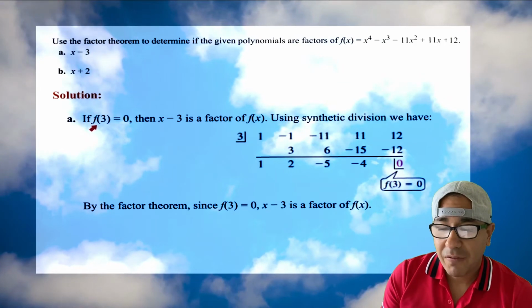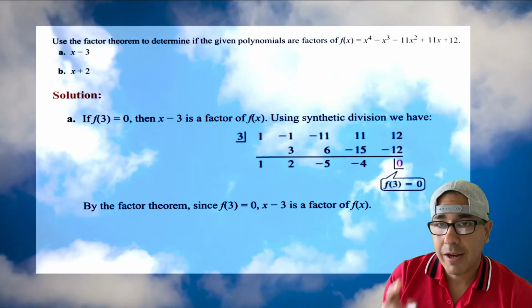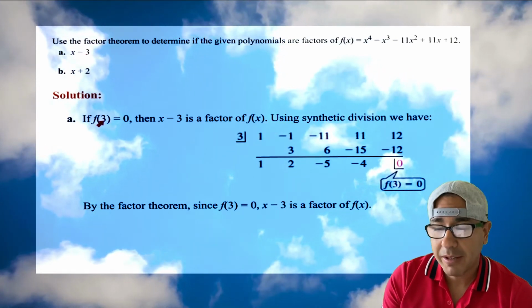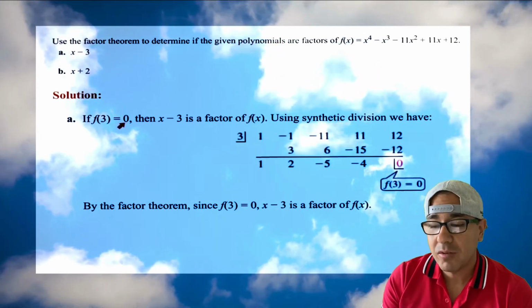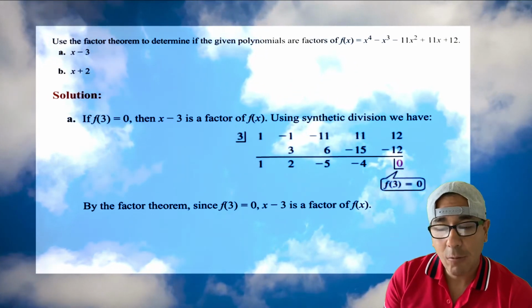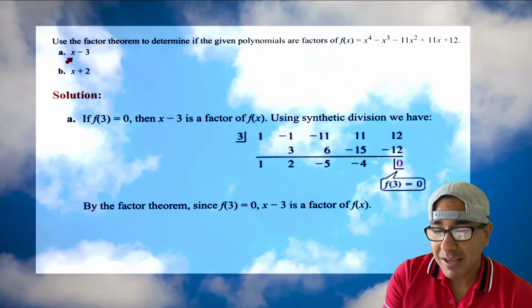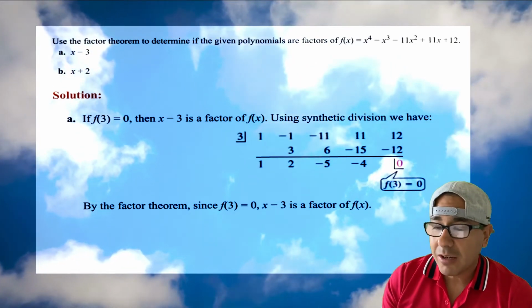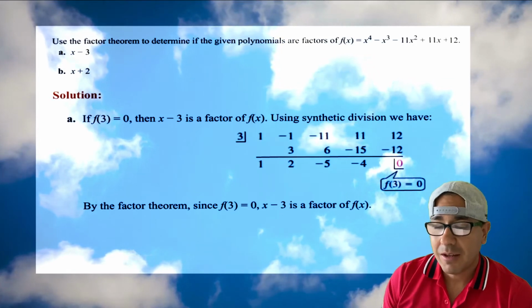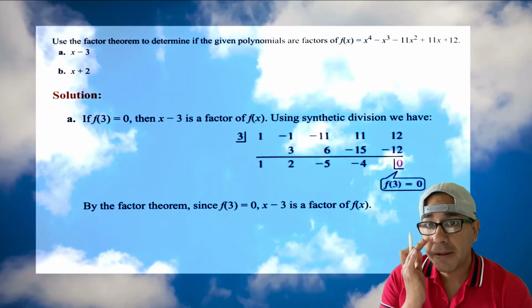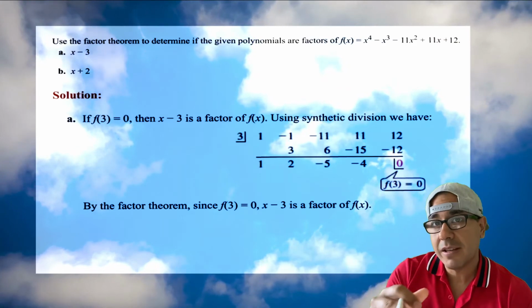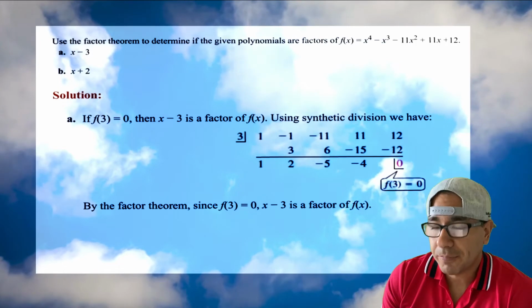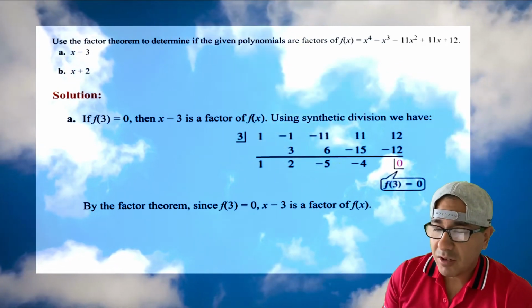If f of 3 equals 0, that's what that theorem was saying. I take the opposite of this number and plug it into my function. If f of 3 equals 0, then we know that x minus 3 is indeed a factor of f of x. I'm going to use synthetic division because I find it a little faster. Is it faster all the time? No, sometimes I could just plug in the number, but I want to get comfortable and practice with synthetic division.